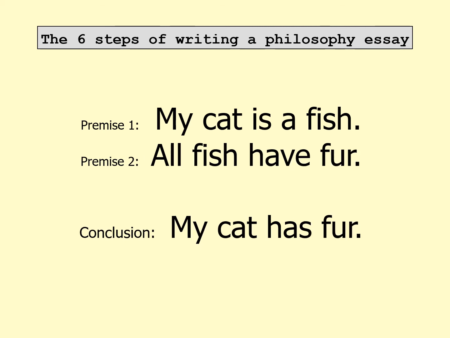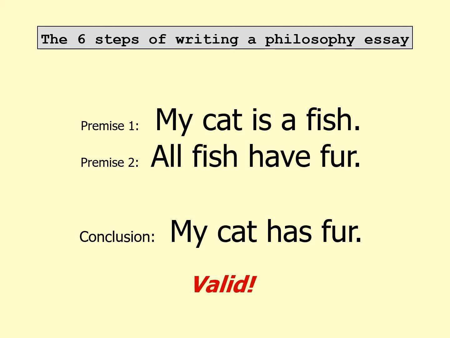Here's another one. My cat is a fish. False. All fish have fur. False. Conclusion, therefore my cat has fur. True. What kind of argument is this? Well, guess what? Another valid one. Again, if you pause the video and think about it, the logical structure is correct. This time giving us a truth, but with nonsense premises.